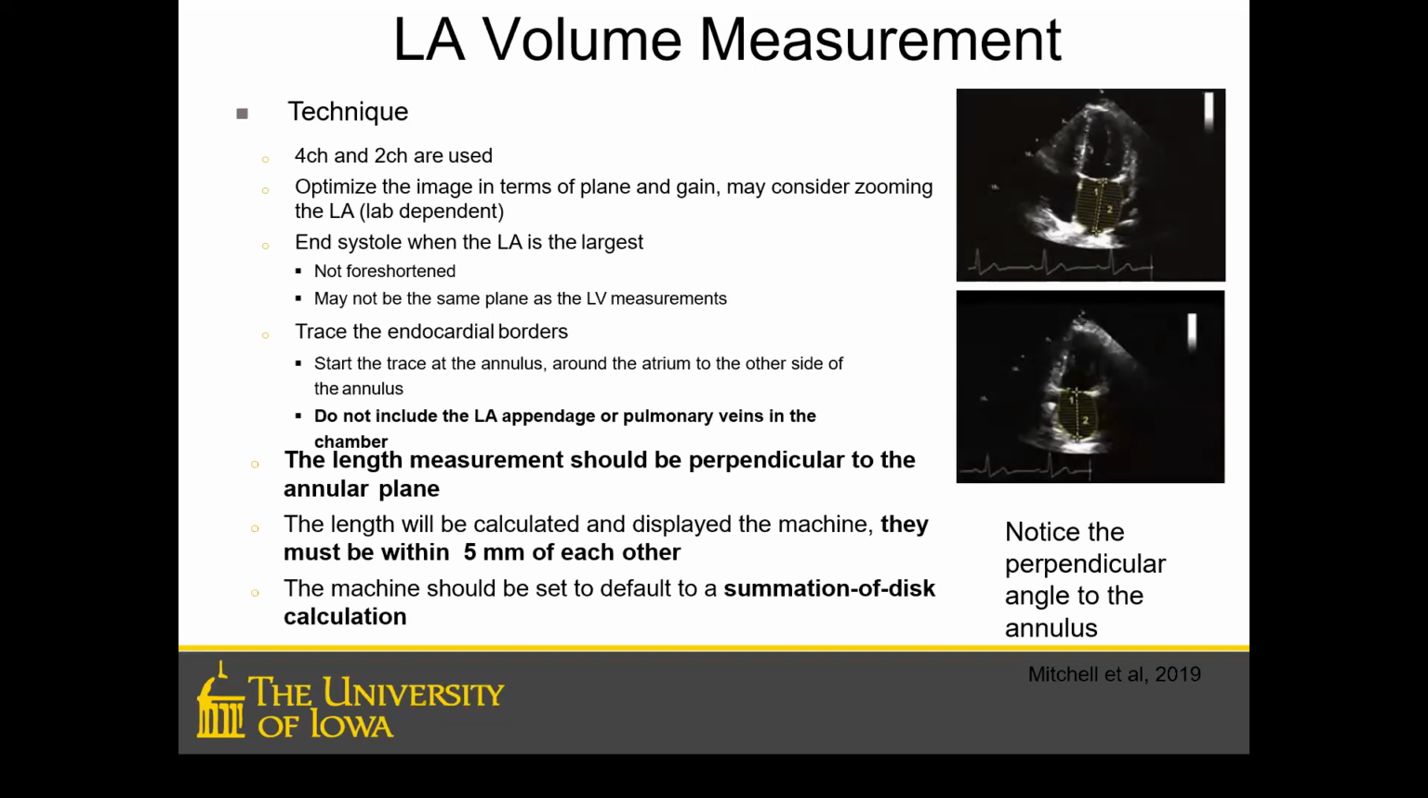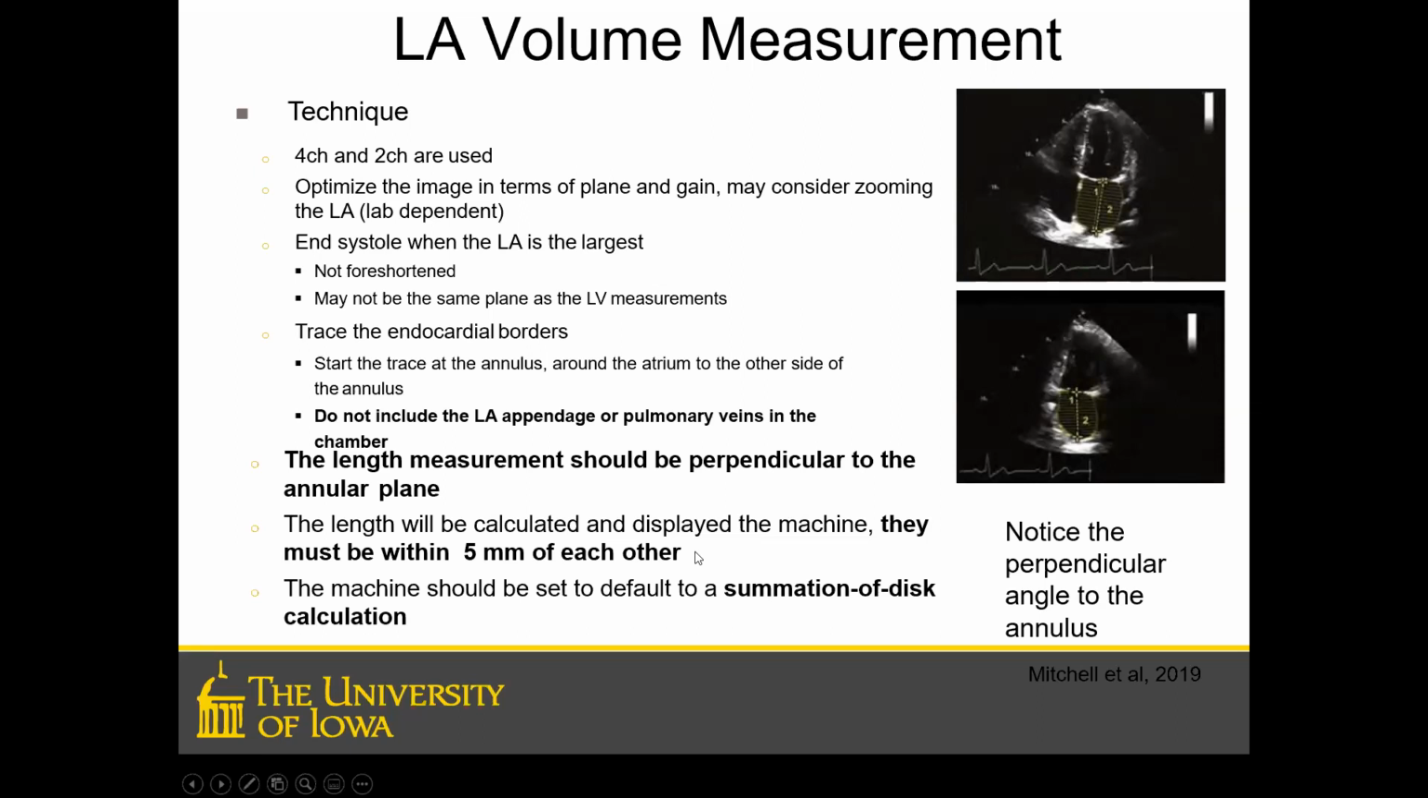We trace the endocardial borders of this. What's super important to remember is that the appendage and the pulmonary veins are not part of the chamber. Those have to be kind of cut off when you do them. Other thing to remember is that the length needs to be displayed perpendicular to the annular plane. And you can see on this image, here's the length. Here's the length. We'll show more about that in a minute.